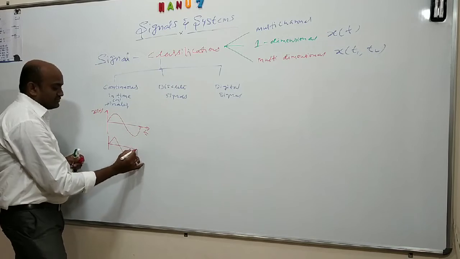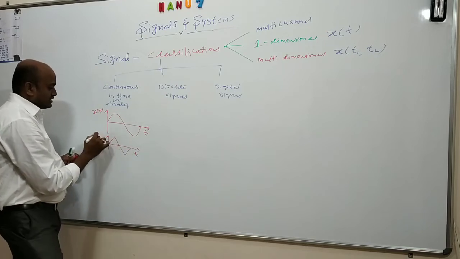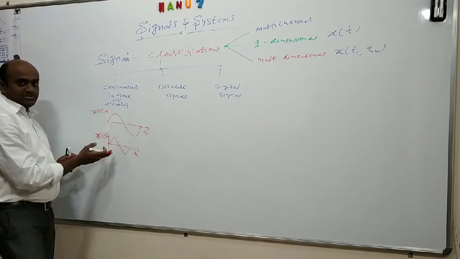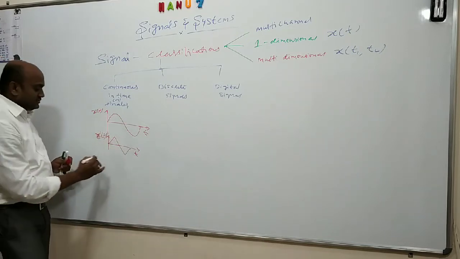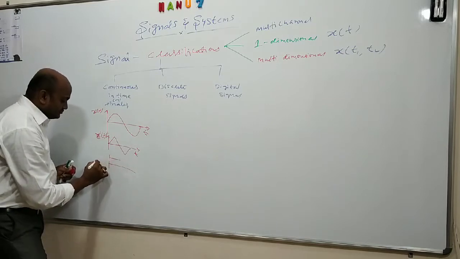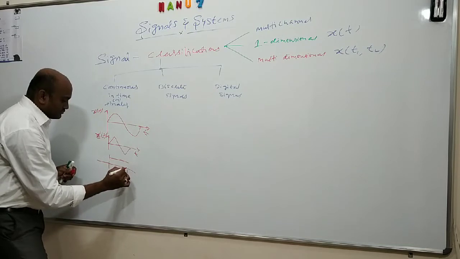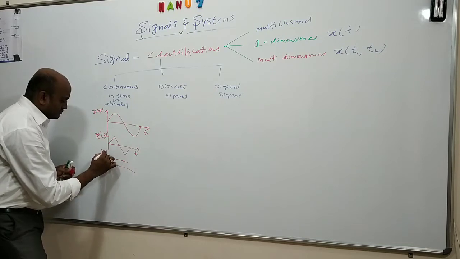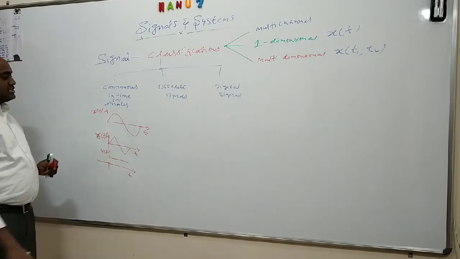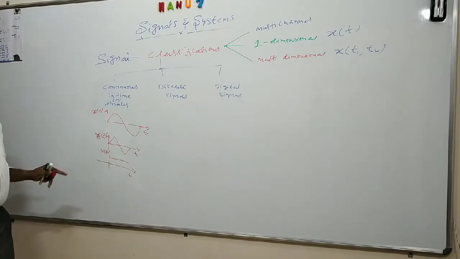A ramp signal. This is r of t, we can write directly. It's a basic elementary signal with notation r of t. We have one more example, which is a unit step u of t. These are all examples of continuous in time signals.